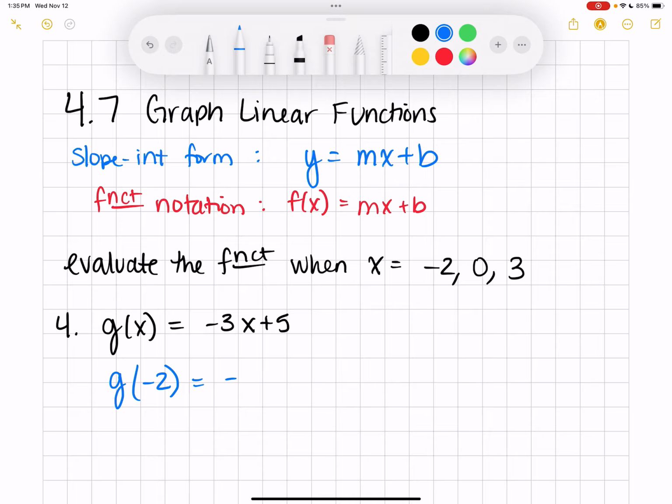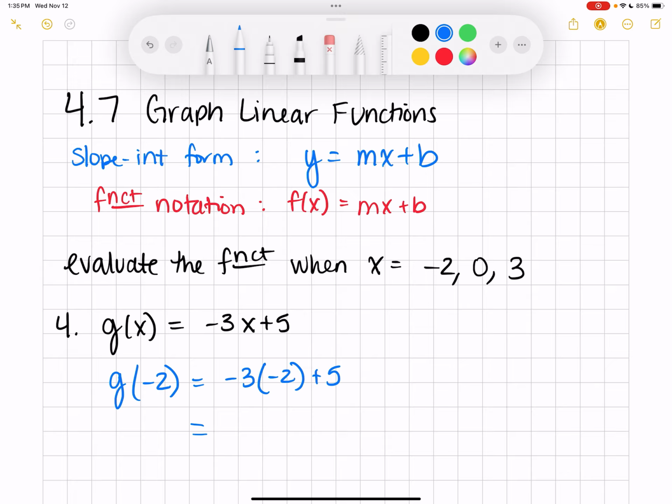So this is equal to -3 times -2 plus 5. I don't do anything with this over here. This isn't multiplying. This is function notation. I can't say that enough. People always try to divide over here. We cannot do that. The only thing we're doing is to this right side over here.